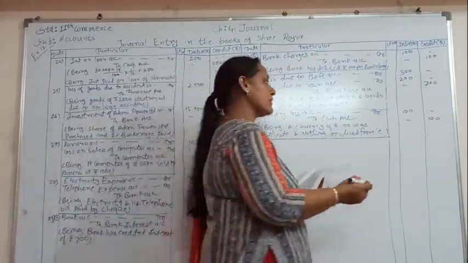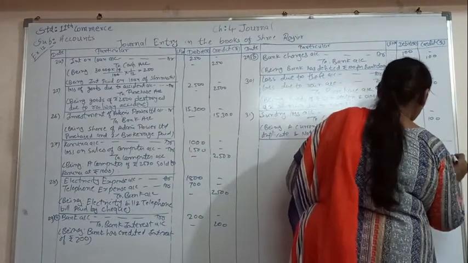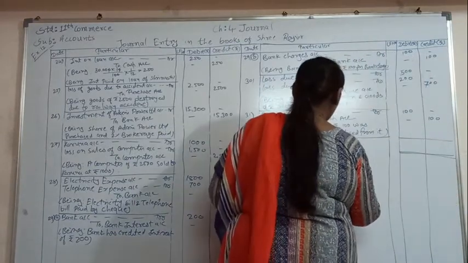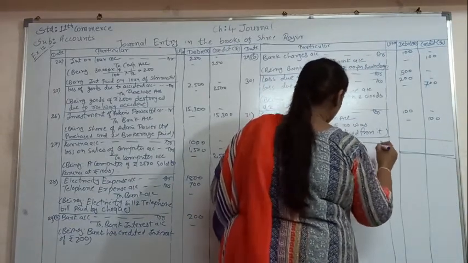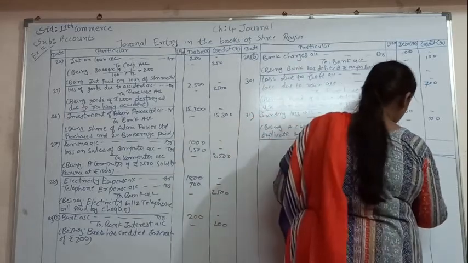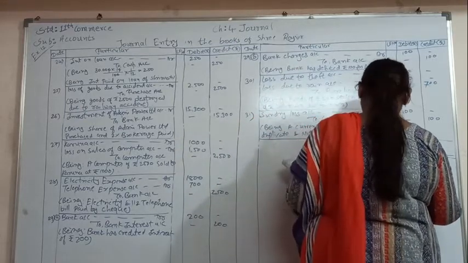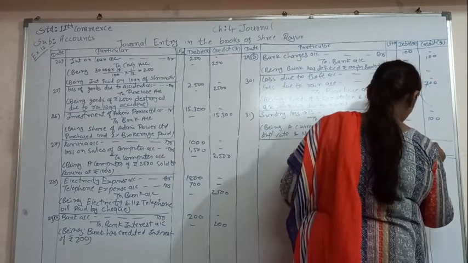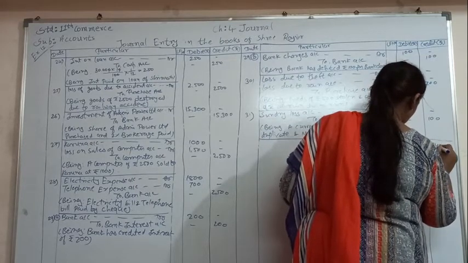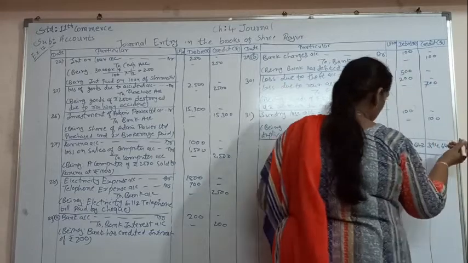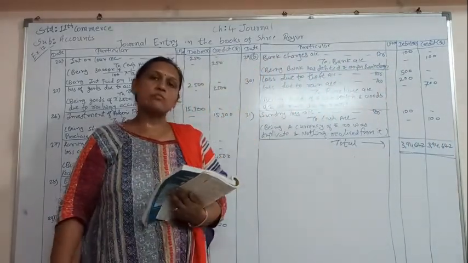Now we have to make the total of this. So here we have to make the total, and the total of this will be 3,94,642. So this is how we have to do the sum.